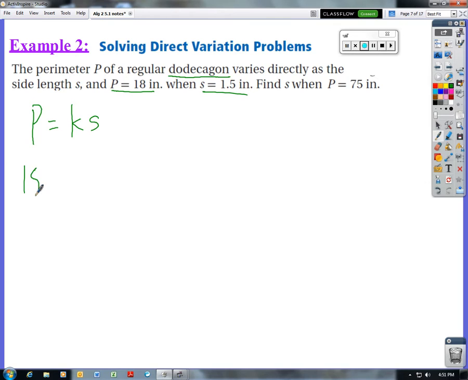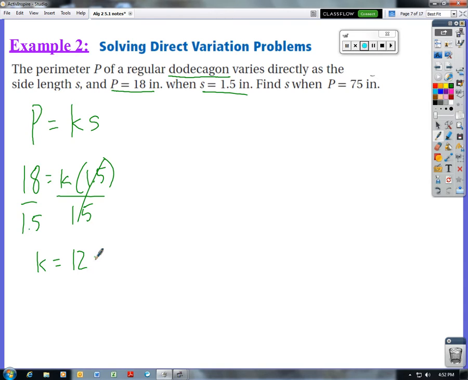Okay, and then it tells us that P equals 18 inches when S equals 1.5, so let's plug those in. 18 equals K times 1.5, and then we solve for K. So divide both sides by 1.5, gets rid of those, divide 18 by 1.5, and K is going to be equal to 12. Sweet. So we found our constant of variation. That's our K. It's equal to 12.